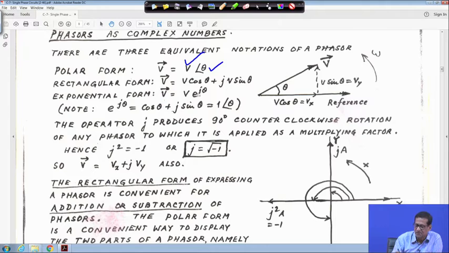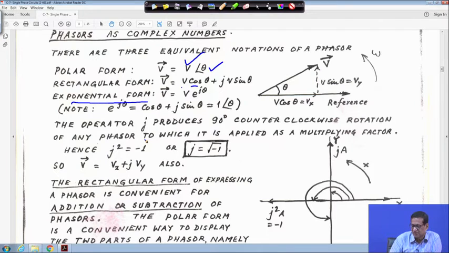Now in rectangular form, it will be V cos theta plus j V sin theta. And another is the exponential form, V e to the power j theta, where V is the magnitude, and e to the power j theta is equal to cos theta plus j sin theta. It is written here, e to the power j theta is equal to cos theta plus j sin theta, that is 1 angle theta basically. Another thing we will come to later.